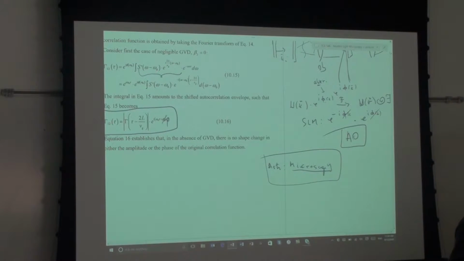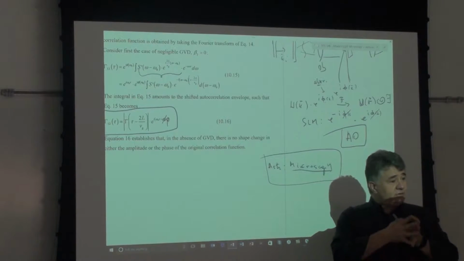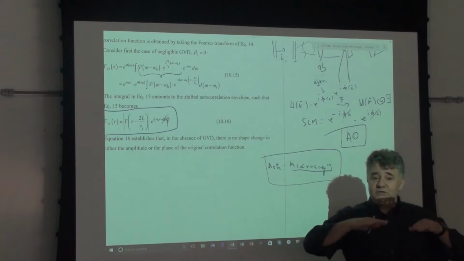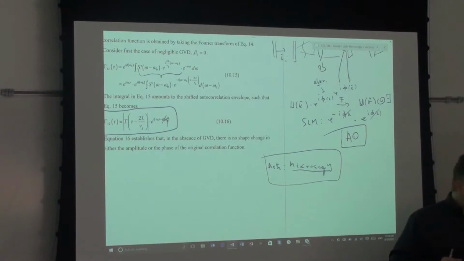Even same thing with the noise, right? It's always best to do an interferometer that's common path and is stable instead of measuring a noisy signal and then trying to get it out of your system.